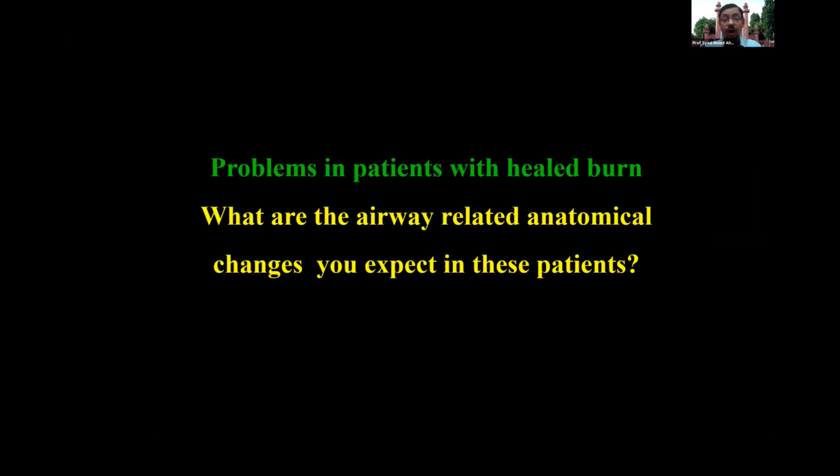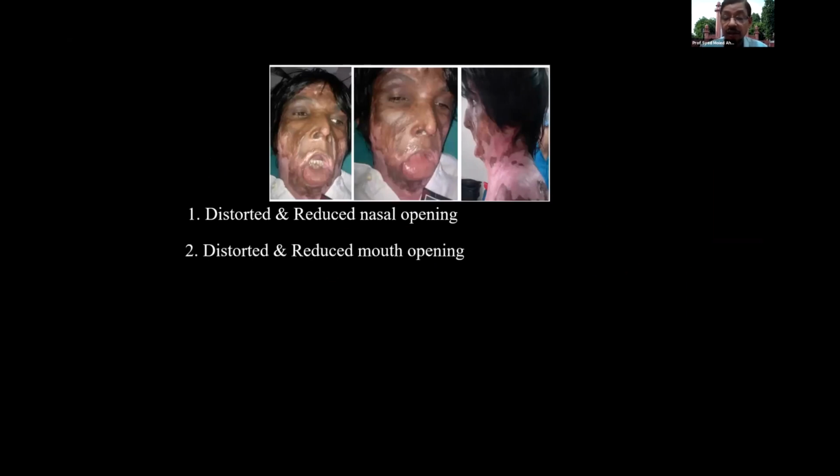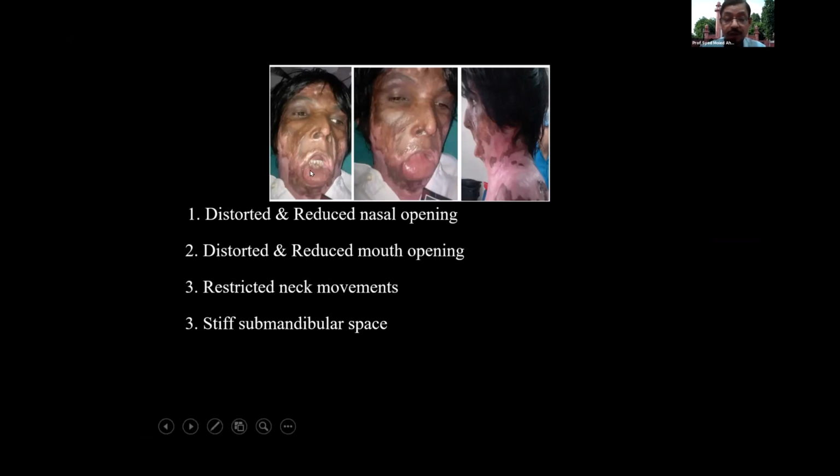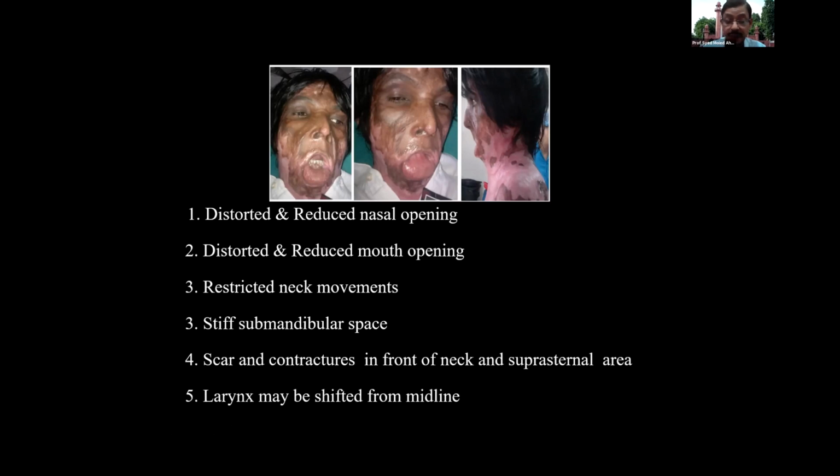So what are the airway-related anatomical changes you expect in these patients? We know that the patient has, one, distorted and reduced nasal opening. Second, distorted, reduced mouth opening. Third, restricted neck movements. Fourth, stiff mandibular space, because the mandibular space will be rigid. So even if the patient has a mouth opening, you might not be able to manipulate your laryngoscope and the tongue and create adequate space for your tube. So that could be a very difficult situation. And with scars and contractions in the front of the neck and suprasternal area, you can have a high larynx as well.